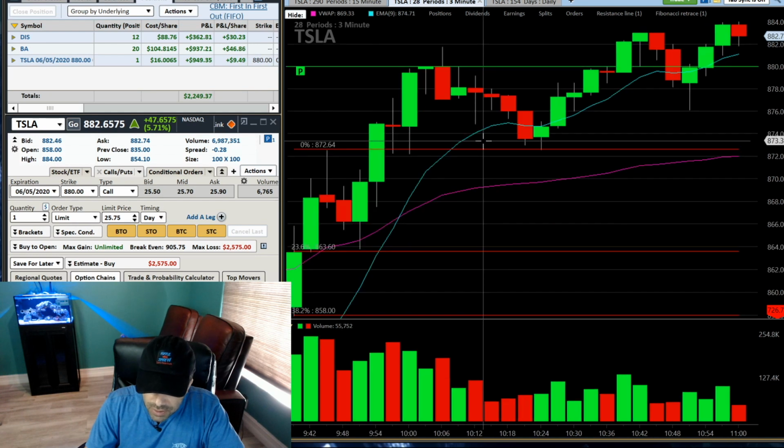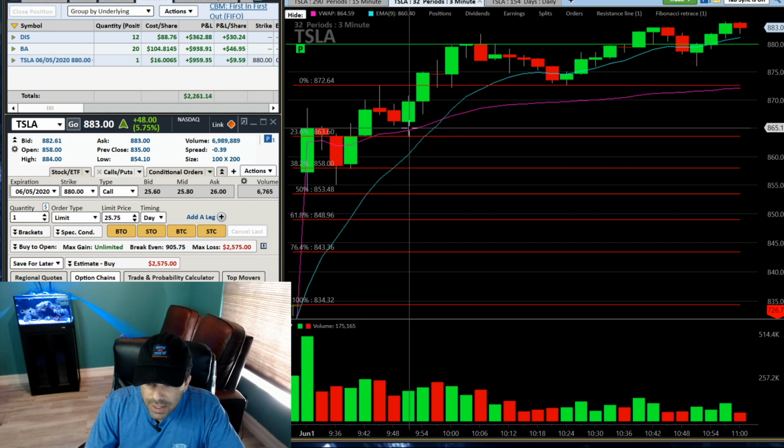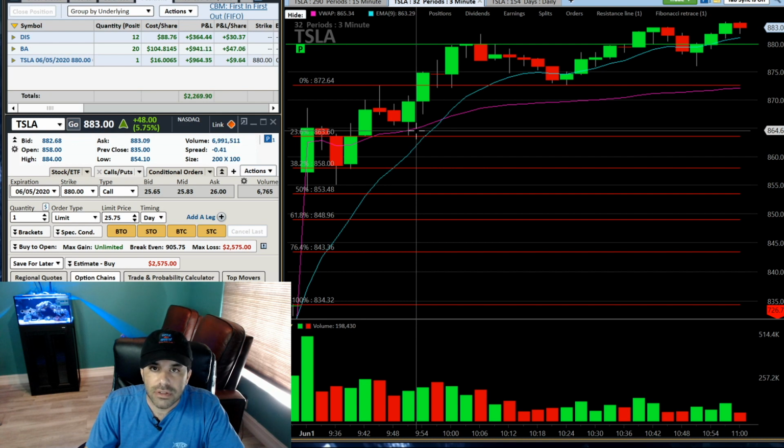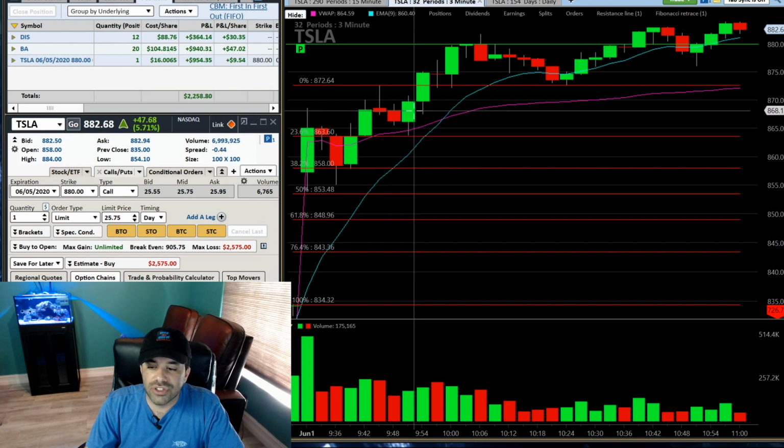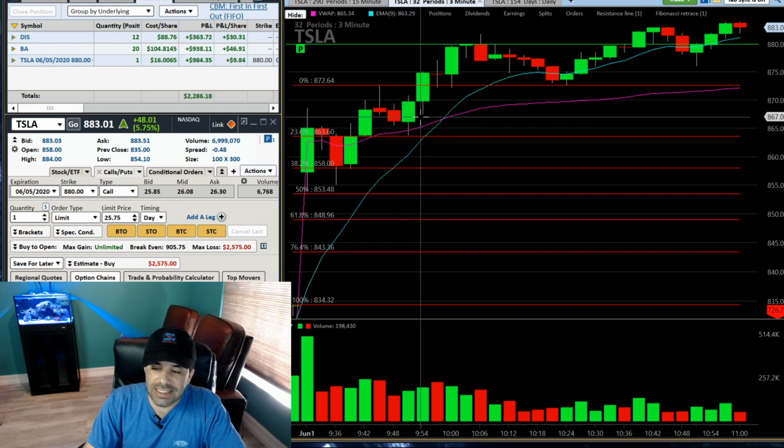Let me see if I can zoom this in a little. Where is it? There it is. This wick right here, I entered on that wick at 864 and change. So I was really risking a dollar and change on the stock itself, and potentially about $2 on the option since I traded options on this one. But you could have traded the stock itself. And in that one I made $400 something. One contract, so I made over $4 a share on it. So it would have been a nice trade.